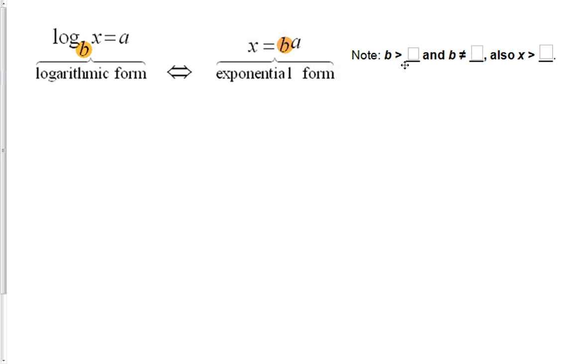A couple things to take note of is that b is always going to be positive. The base of any exponent or the base of any logarithm is always going to be a positive number. It's going to be a positive number that is not equal to 1. Because if it was equal to 1, 1 to any power is just 1. So you're not going to have an equation, you're just going to have a constant. And finally, the result of your exponent, or the number you take a logarithm of, is also going to be positive. So x is always going to be greater than 0 in this equation.